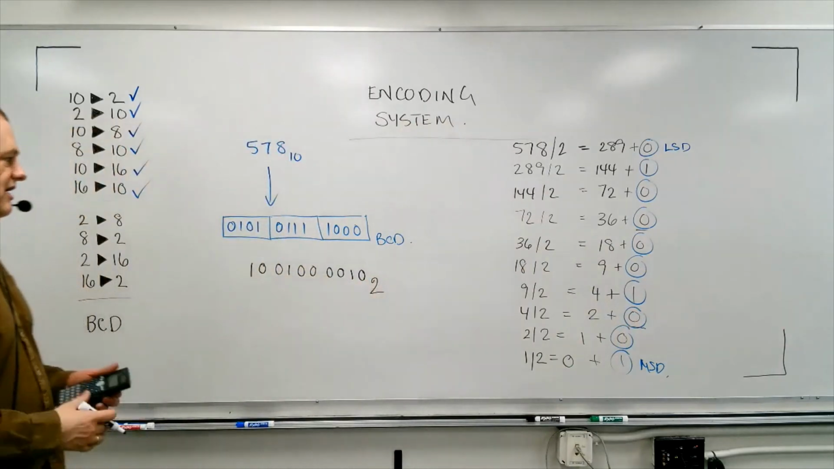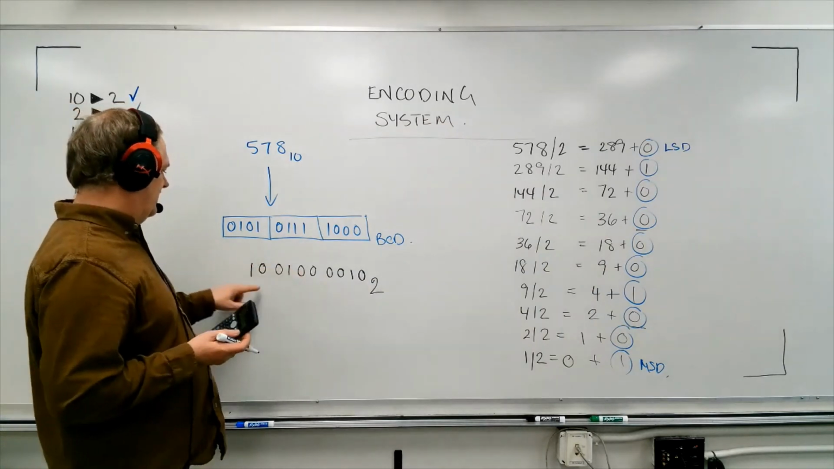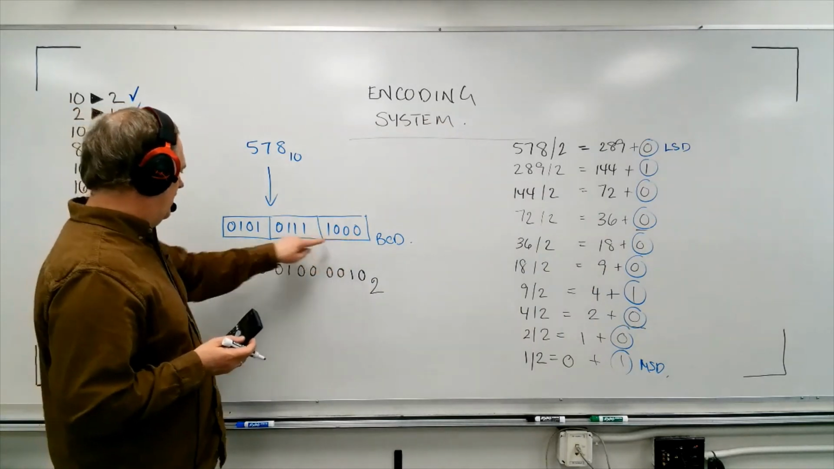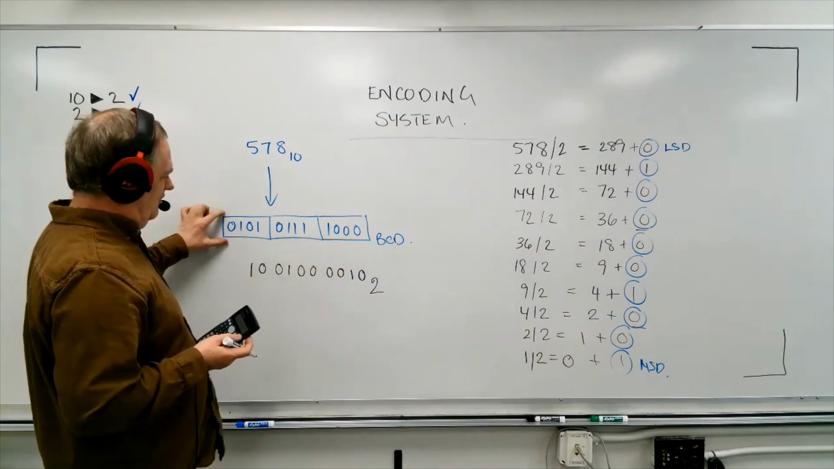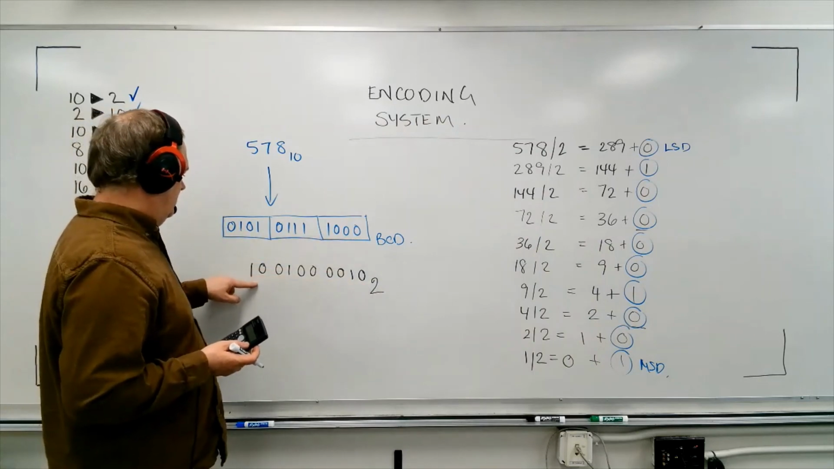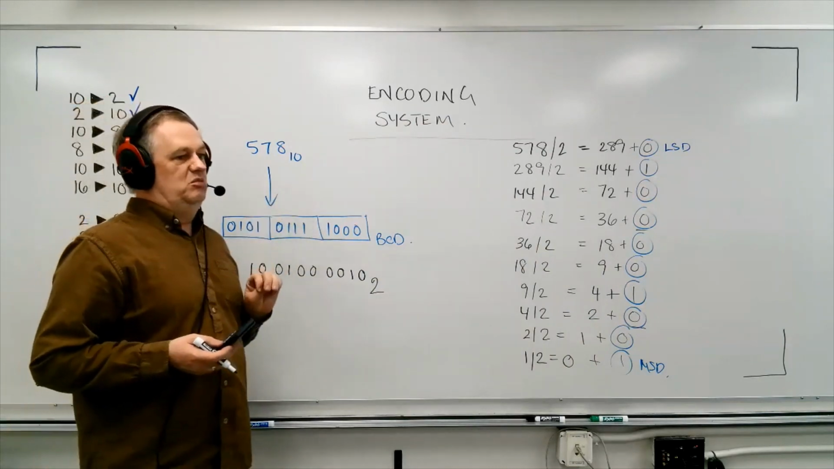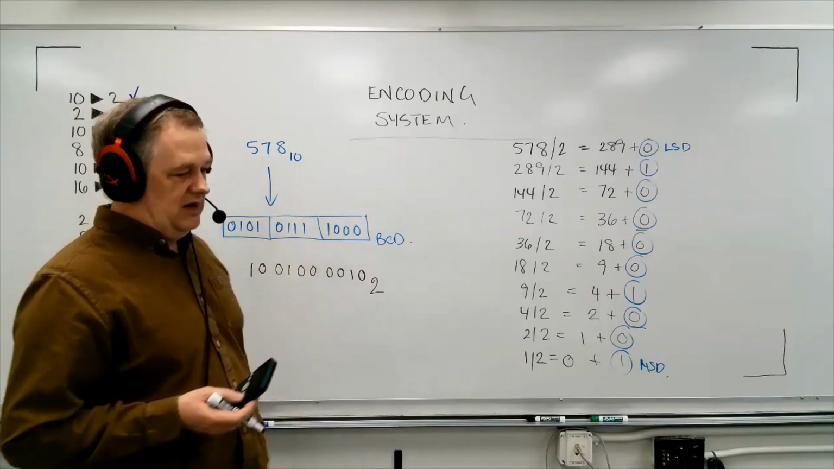So don't be confused. Between the two, you can see this actually has a different number of digits. Here we've got 12 pieces of information in this code. Here we've just got 4, 8, and 10. So binary does not equal BCD. This is a different thing.